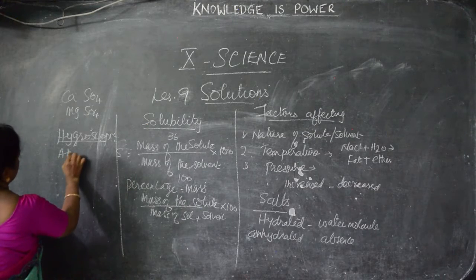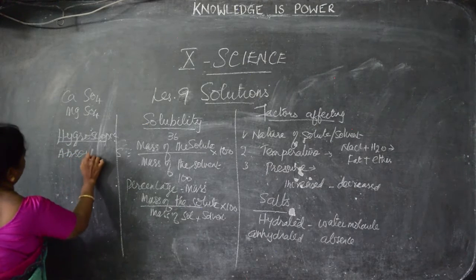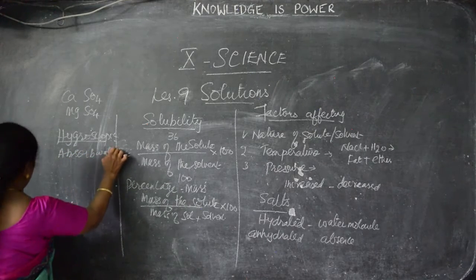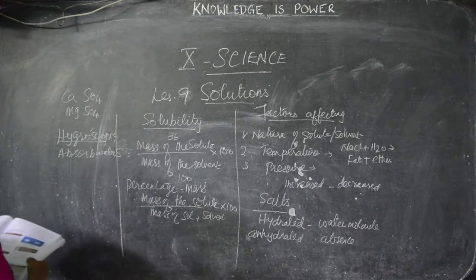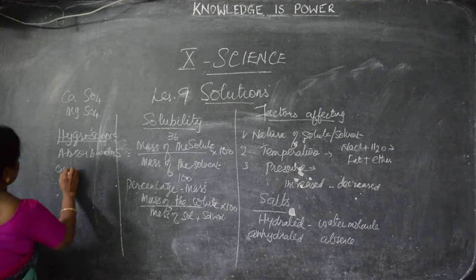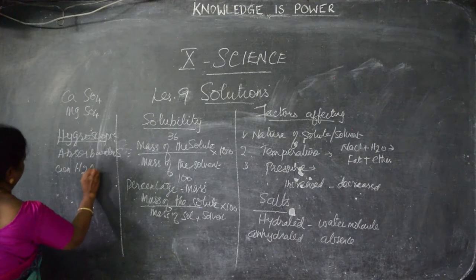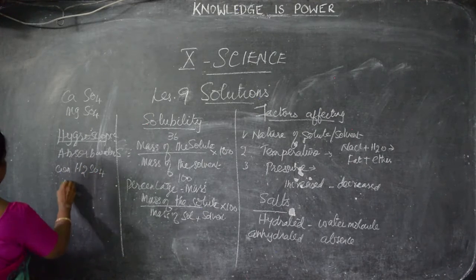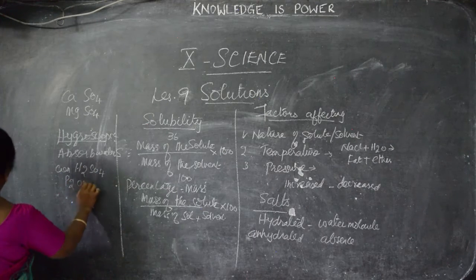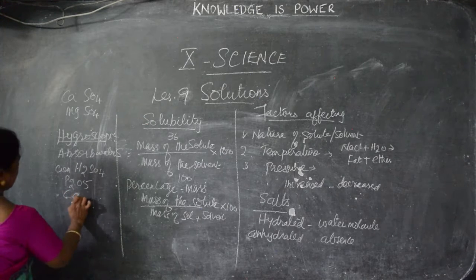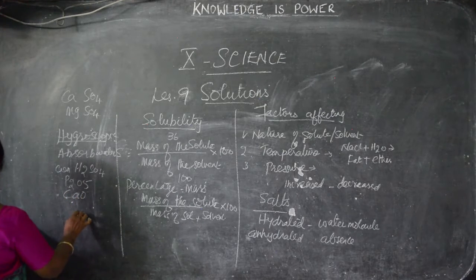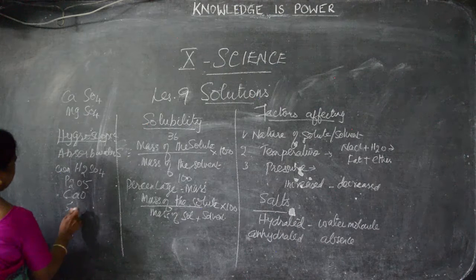Substances that absorb water are known as hygroscopic. For example, what are hygroscopic substances? Concentrated sulfuric acid, formula H2SO4. Phosphorus pentoxide, P2O5. Quicklime, that is calcium oxide, CaO, don't join the letters. And silica gel, SiO2.